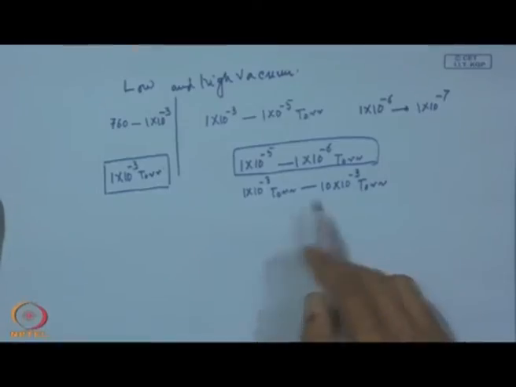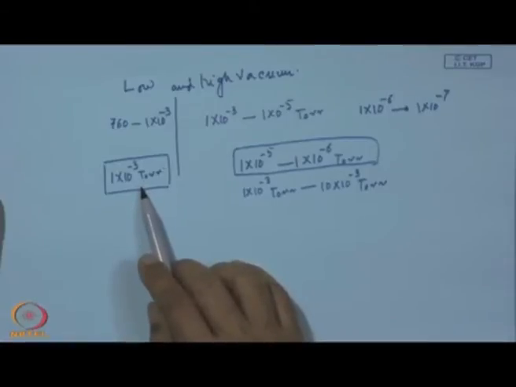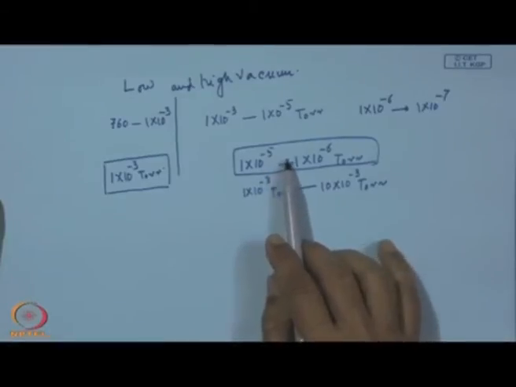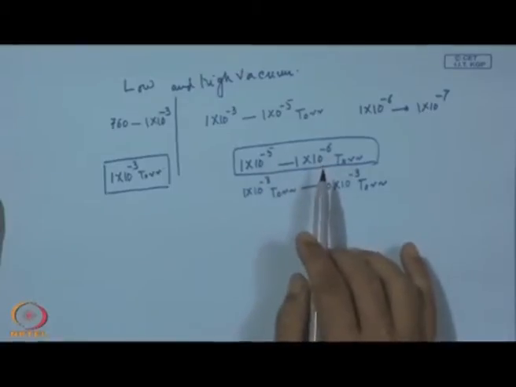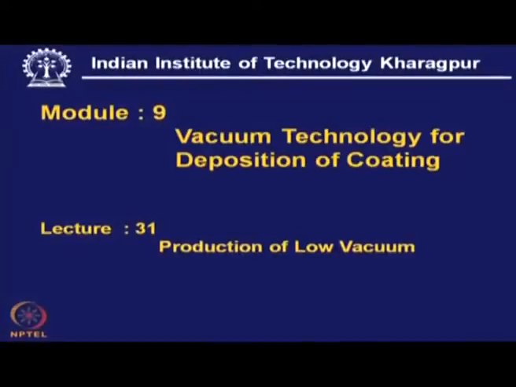So, here we understand for most of the CVD process a pre-evacuation of this order is necessary, and for sputtering, ion plating, then all the evaporation processes, arc evaporation process, a base pressure of this order is essential. So, now what we see is the production of low vacuum. Let us see exactly what is meant by reduction of pressure.